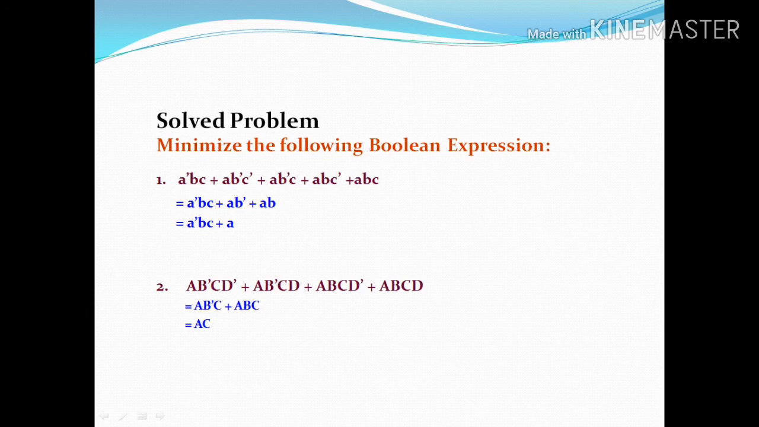A complement BC plus A B complement C complement plus A B complement C plus A B C complement plus ABC. Now here, by taking the first ones, A complement and A, we will be able to get A complement A, B, C. The first and second one, that is A and A complement, will be gone.